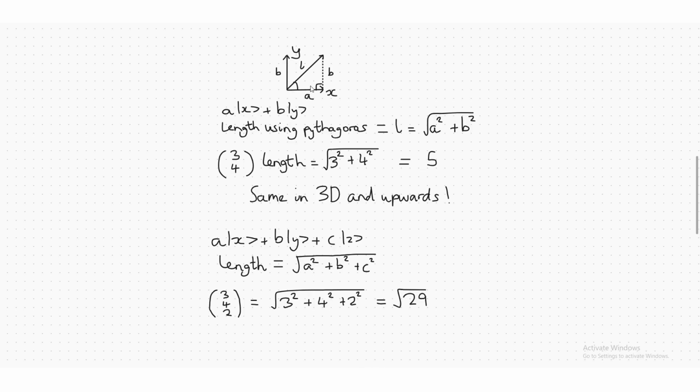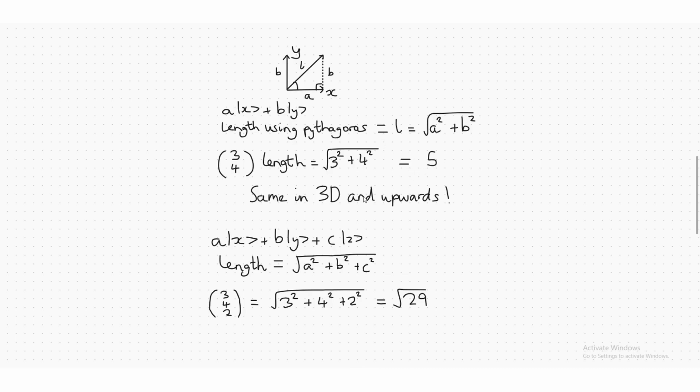Which means if you square a and b, and then take the square root, so the square root of a squared plus b squared, we'll get the length of our vector. Now when we have our vector written as a column, it immediately tells us the amount of the x basis vector and the amount of the y basis vector. So we can immediately square each component, add them together, take the square root, and get our length.